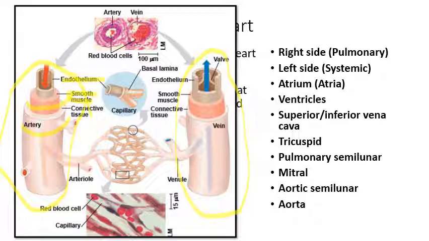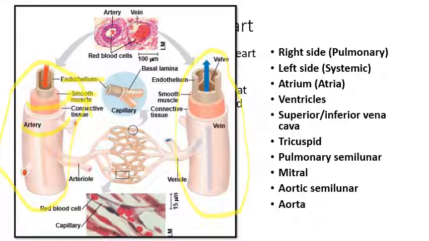After the blood has passed through capillaries and entered the veins, that high pressure is gone. So blood returns to the heart at low pressure. And so if the blood vessel is carrying blood at low pressure, there's no need to have such a thick layer of connective tissue and smooth muscle.